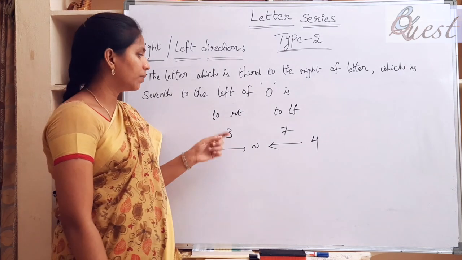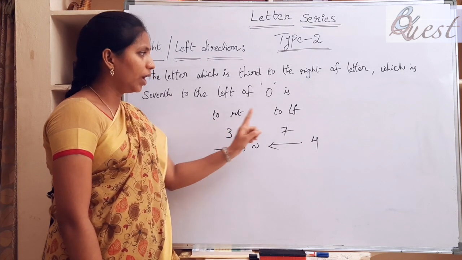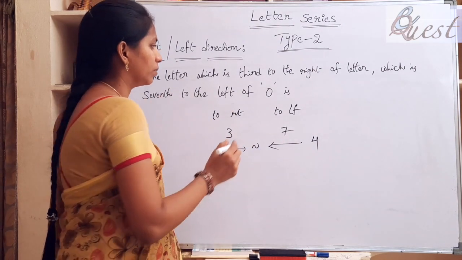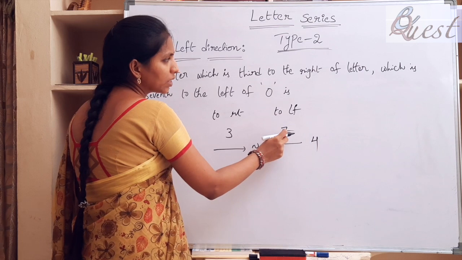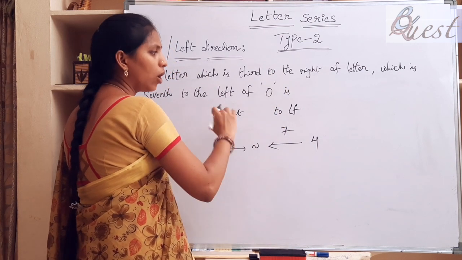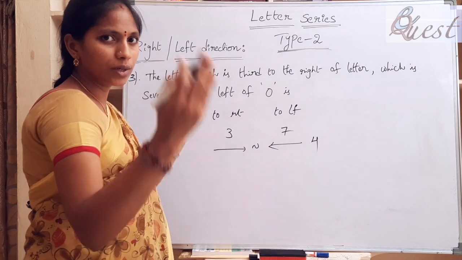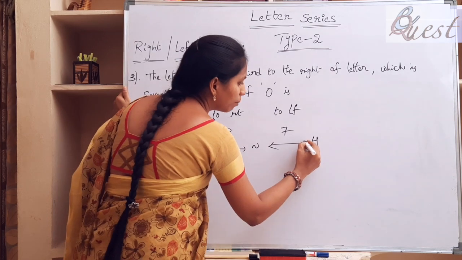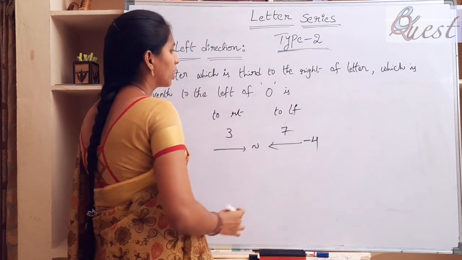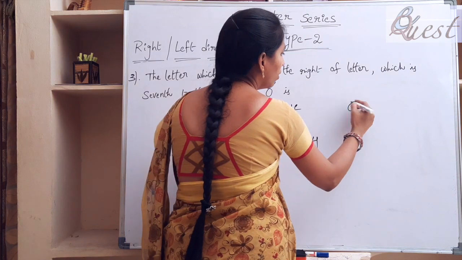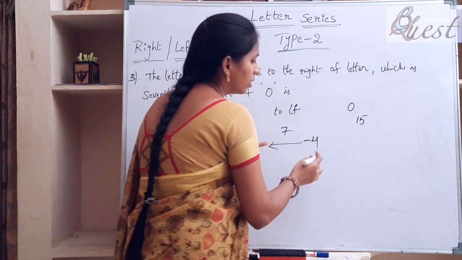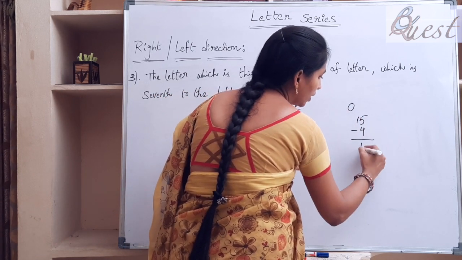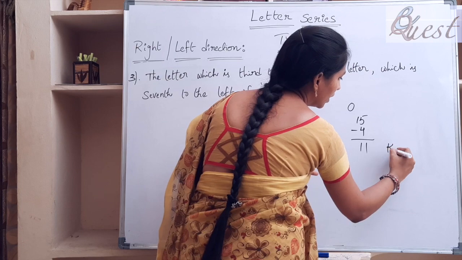But in which direction? See, 2 right, 3, and 2 left, 7. 2 left means opposite of the normal order. Normal order means from A to Z. But here 2 left, opposite direction. That means take minus 4. Okay, take the given letter O. Position is 15. Then subtract 4 from this 15. Minus 4, then you get 11. What is the letter? K.